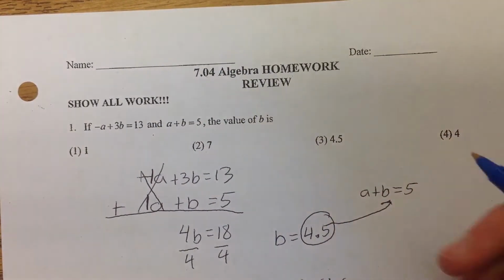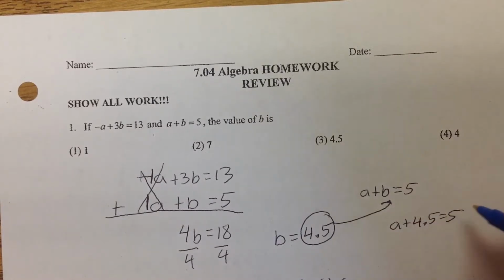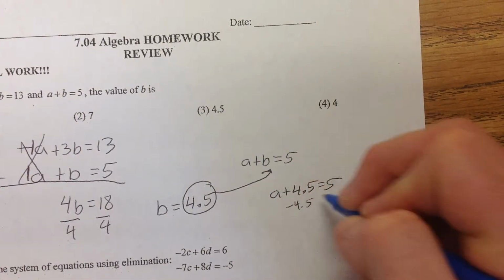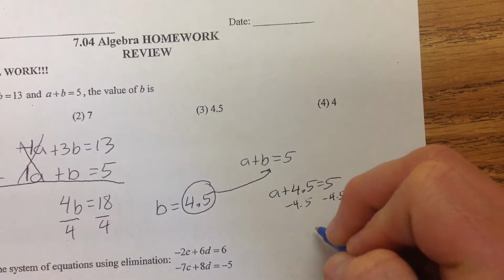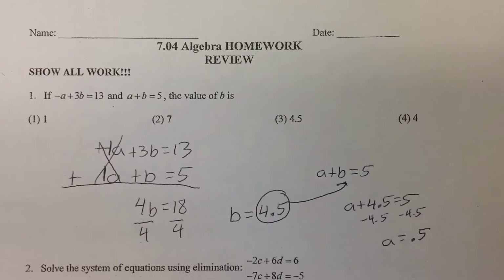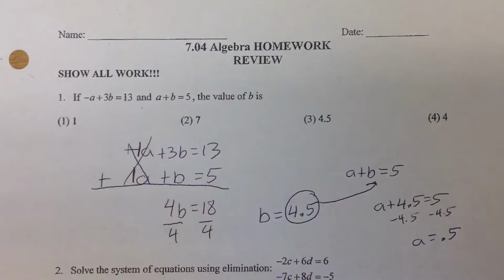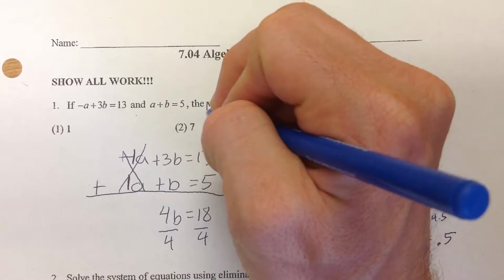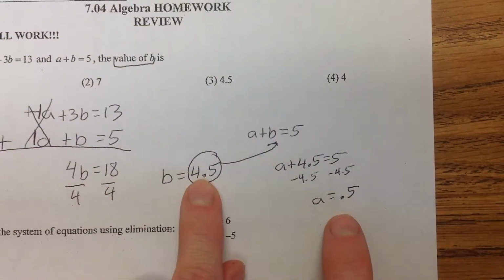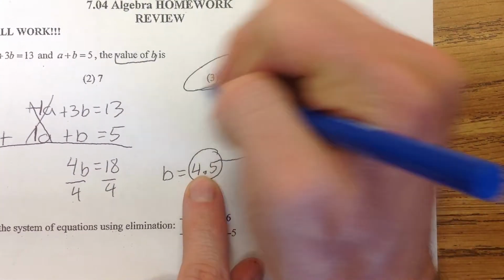Plug in the 4.5, so I get a plus 4.5 equals 5. Subtract 4.5 from both sides and get a equals 0.5. Okay, so I've got all my choices here: 1, 7, 4.5, and 4. It's asking me for the value of b. So it's not going to be this 0.5, it's going to be this 4.5, so choice 3.